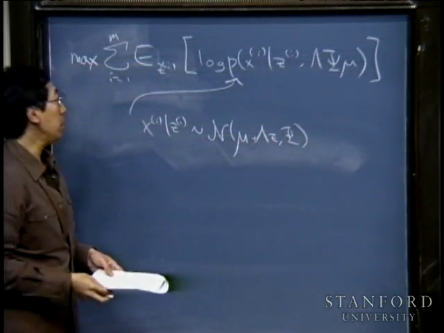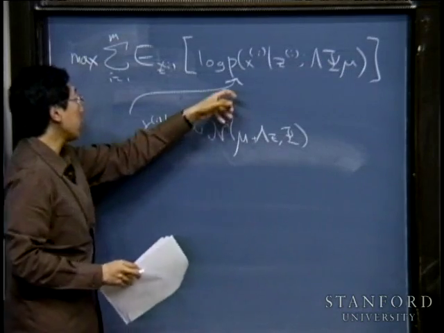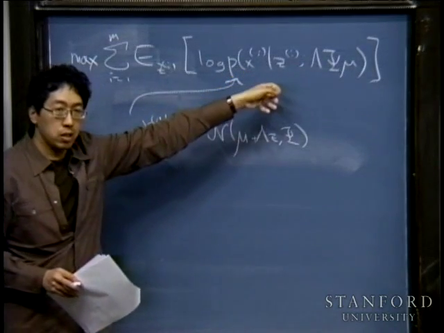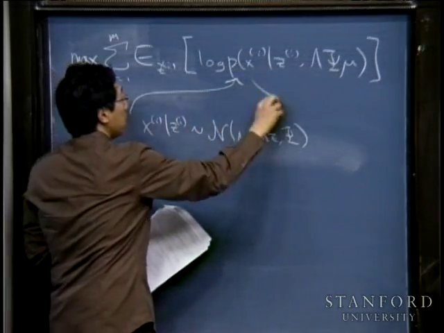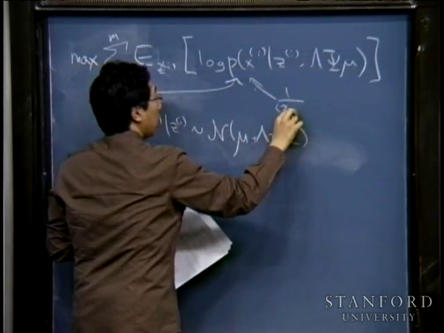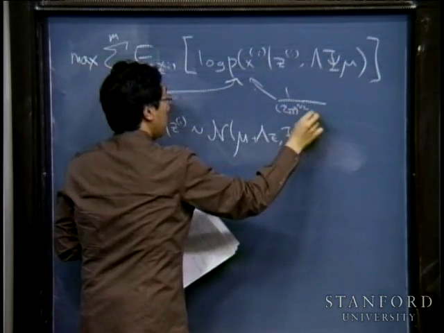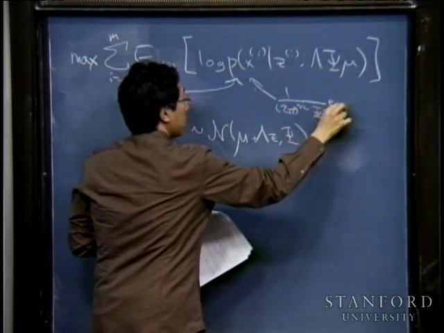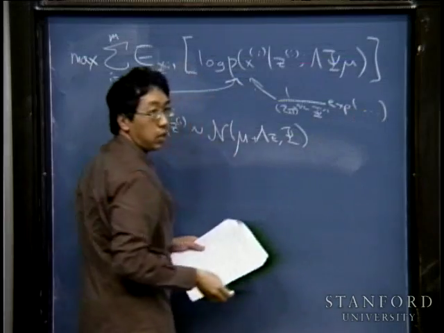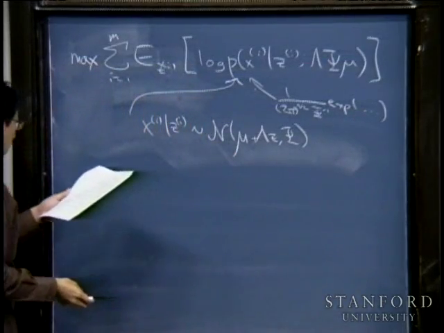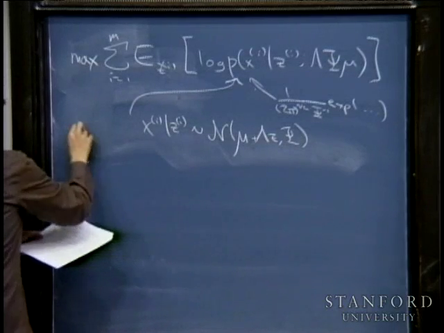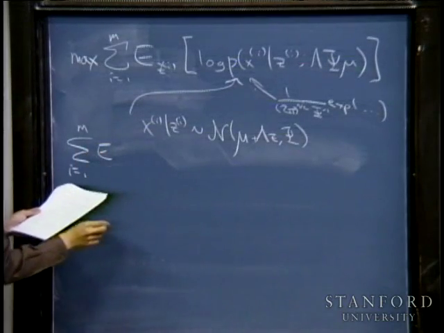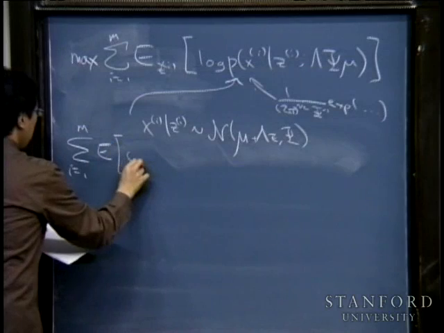In this step of the derivation, I will go ahead and substitute in the formula for the Gaussian density. So I will take this and plug in 1 over 2 pi to the n over 2, psi inverse, e to the dot dot dot. I'll go ahead and plug in the Gaussian density. And when you do that, you find that you get an expectation.